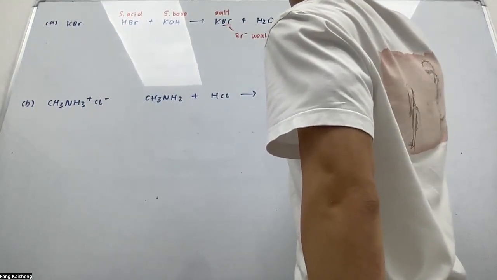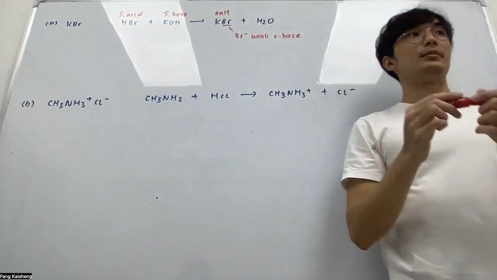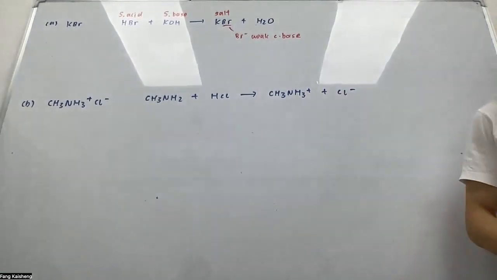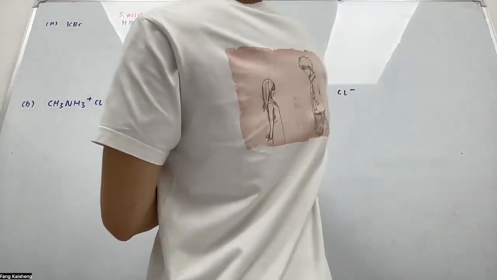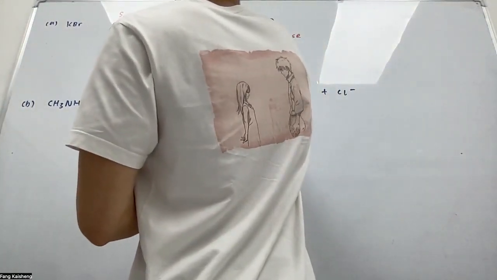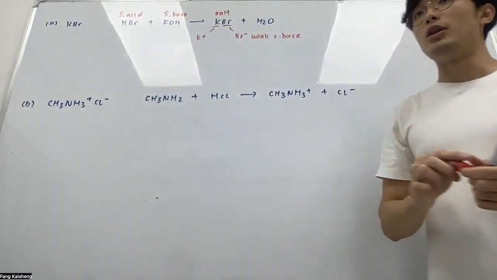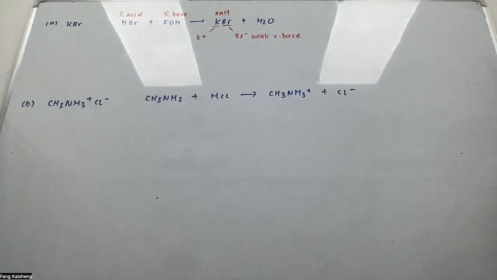Can it hydrolyze in water? No. Don't care. So what's the pH? 7. Okay, let's check the other ion then. K plus. Is it a conjugate acid? Okay, no. One more. No.